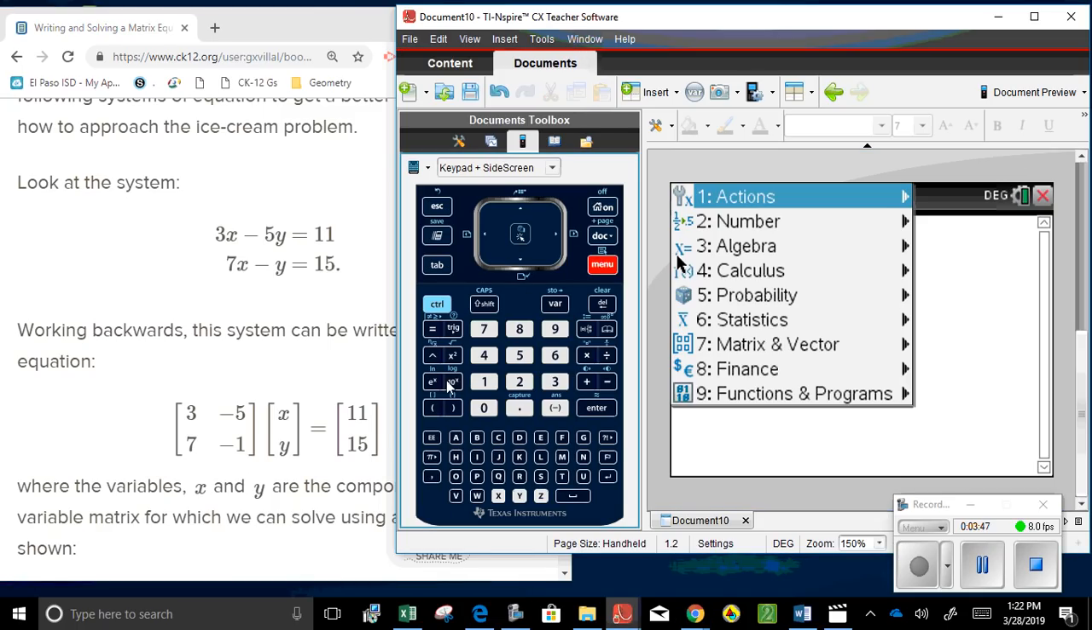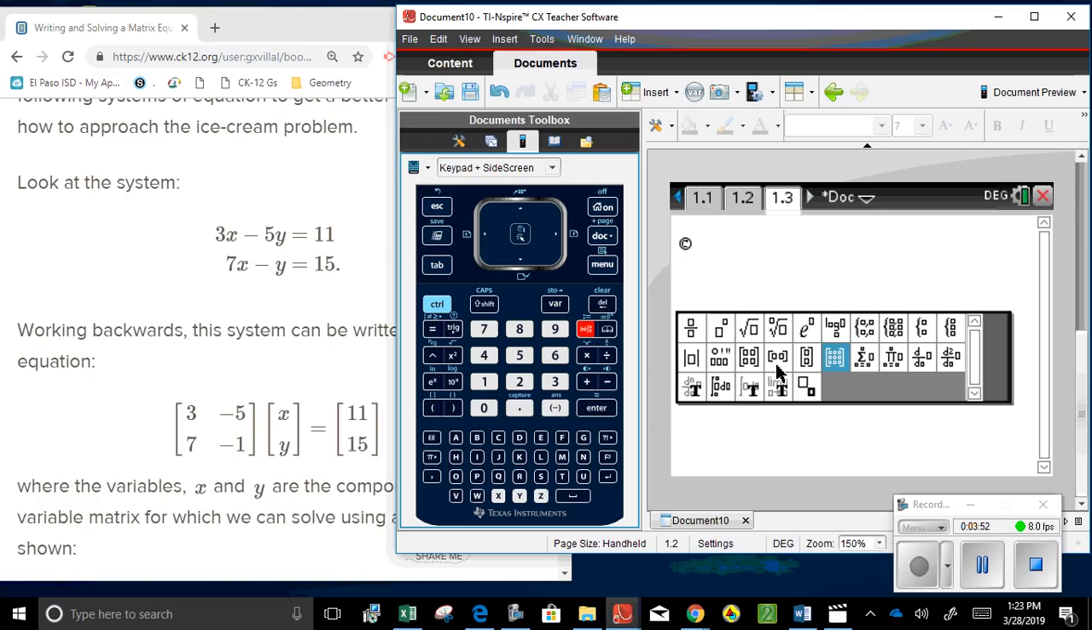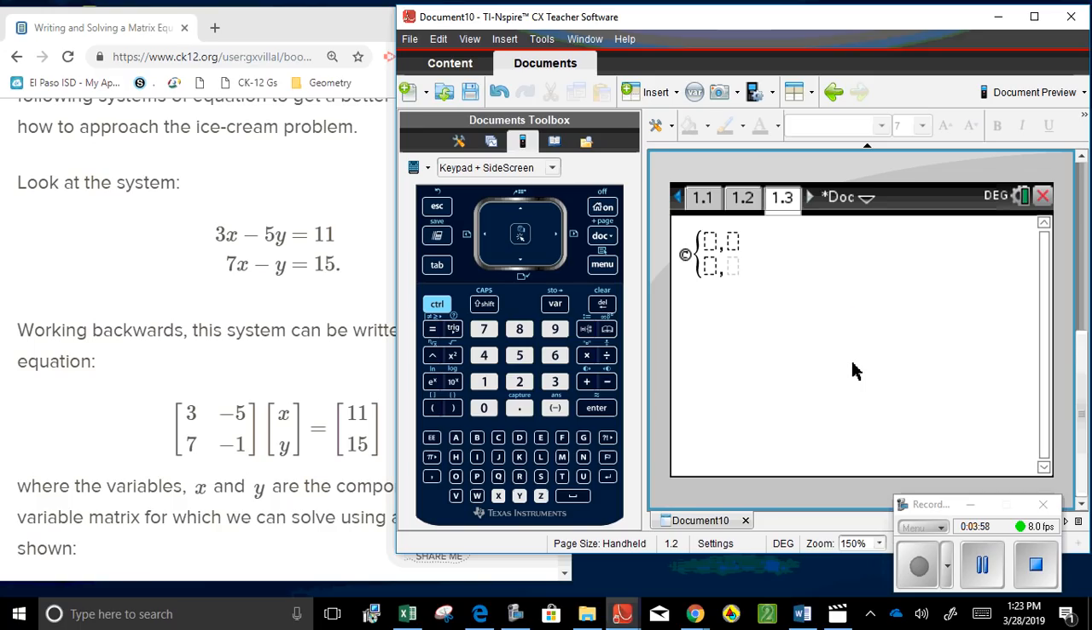So, menu 1, 6. Then I can do the toolbar here, and I can write this. This would be 3x minus 5y equals 11. And this is 7x minus y equals 15. Okay, interesting. Trying something new. So how do I write this as a matrix?